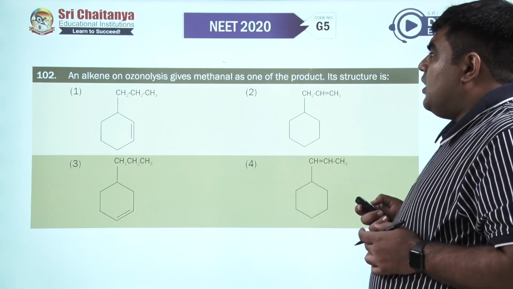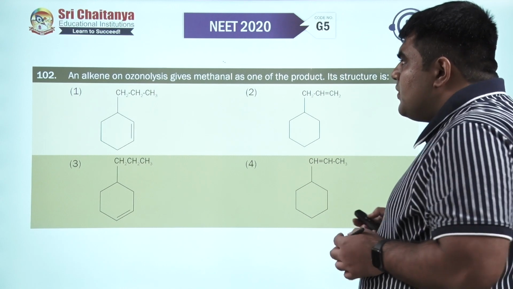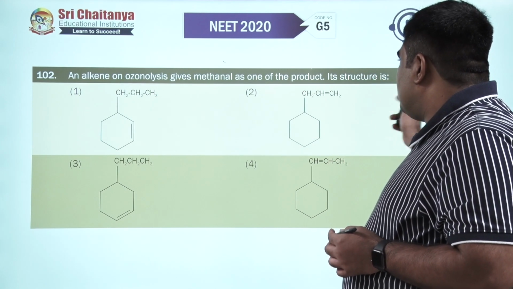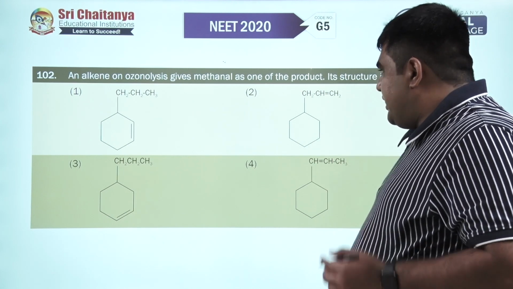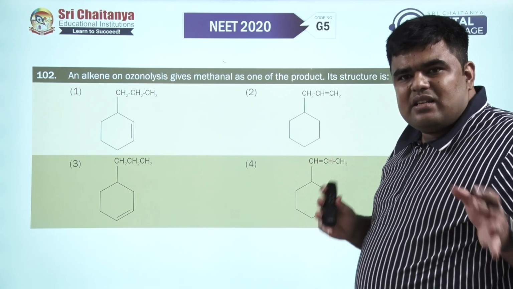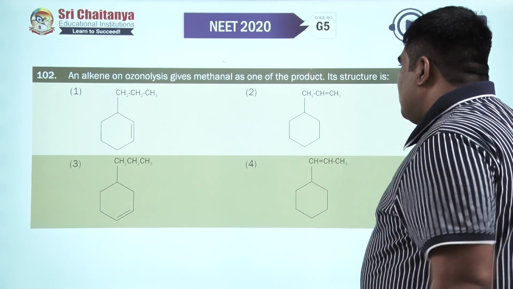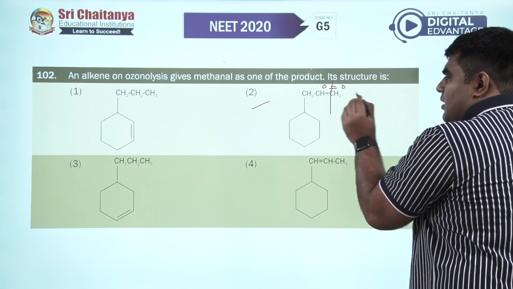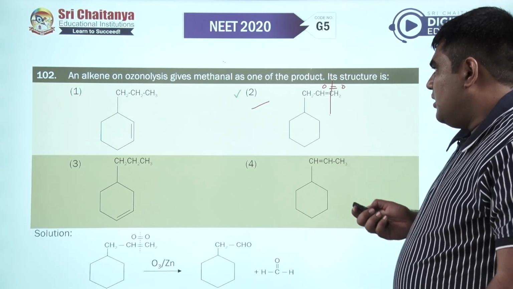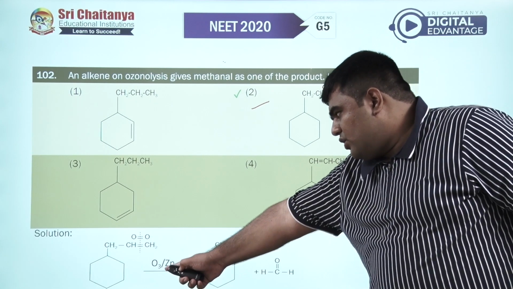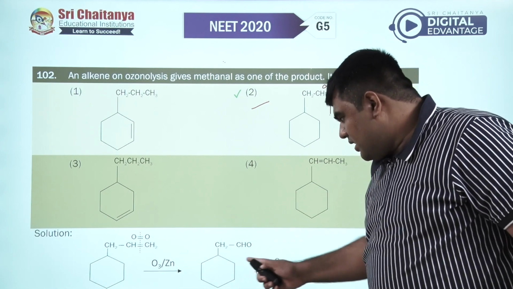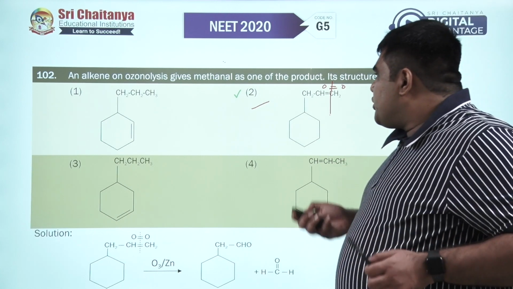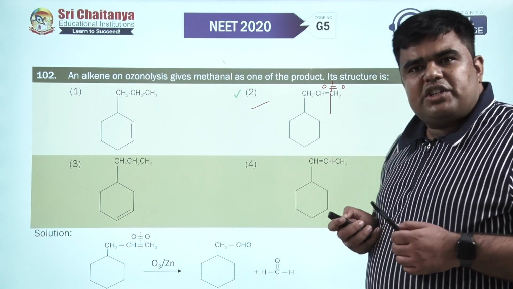Now let's move to question number 102. An alkene on ozonolysis gives methanol as one of the products. What is its structure? The only possible structure will be the second one, because on ozonolysis here we will get methanol. If we do reductive ozonolysis, it will give us methanol as a product. So for question number 102, it is the second option which is correct.